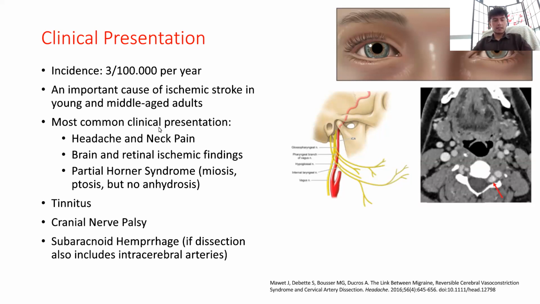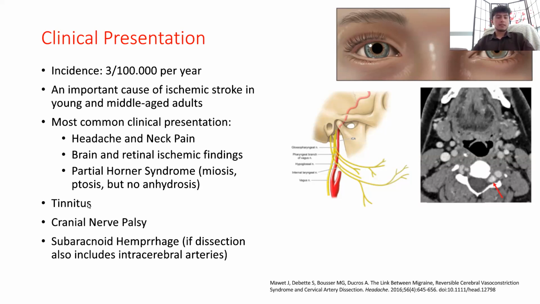And the most common clinical presentation of cervical artery dissection is headache and or neck pain, and mostly headache. And brain and retinal ischemic findings follow the headache, and partial Horner syndrome. What is partial Horner syndrome? Normal Horner syndrome is miosis, ptosis, and anhidrosis, and we can see it in superior sulcus tumors. But now we don't see anhidrosis, so people can sweat, but we see miosis and ptosis in cervical artery dissections.